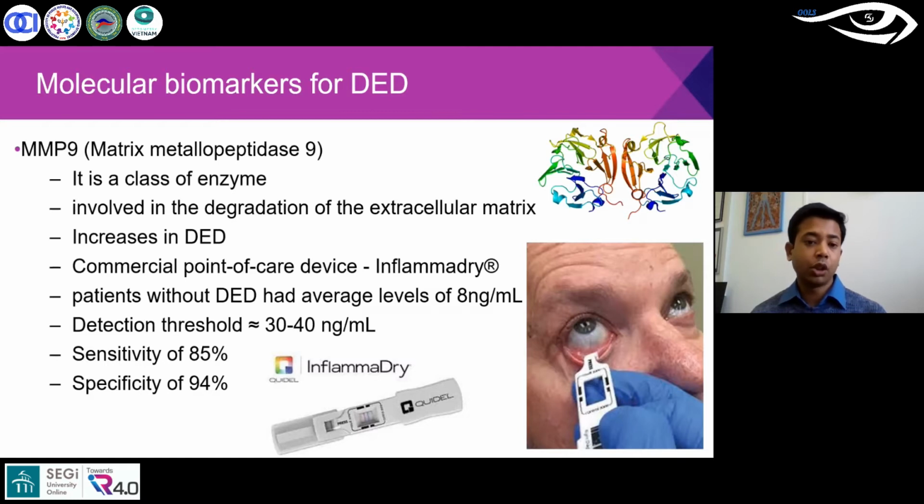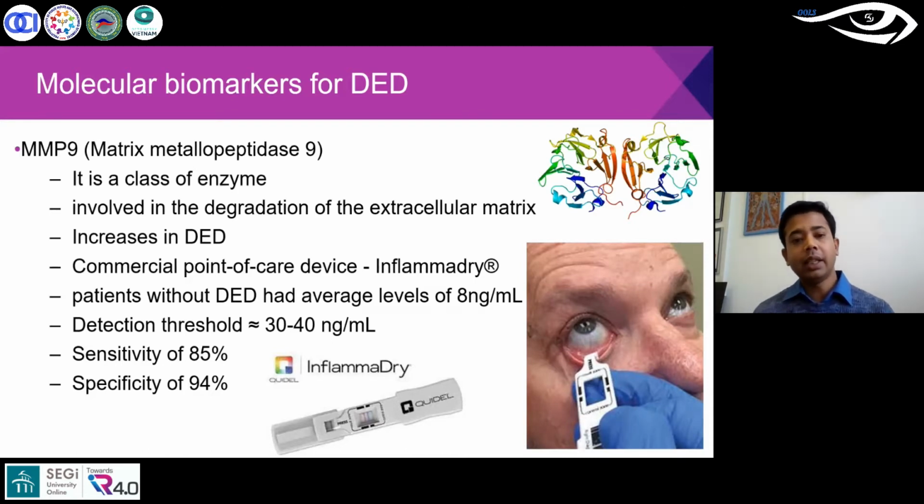We do have a commercial point of care device, which our clinic here uses regularly, particularly in research studies, and it's from InflammaDry, depending on the suppliers in the world, which part of the world you are in. Patients without dry eye disease have an average of 8 nanogram per ml. This is a quantification done by researchers. The detection threshold for the kit used is around 30 to 40 nanogram per ml. It has very good sensitivity and specificity.